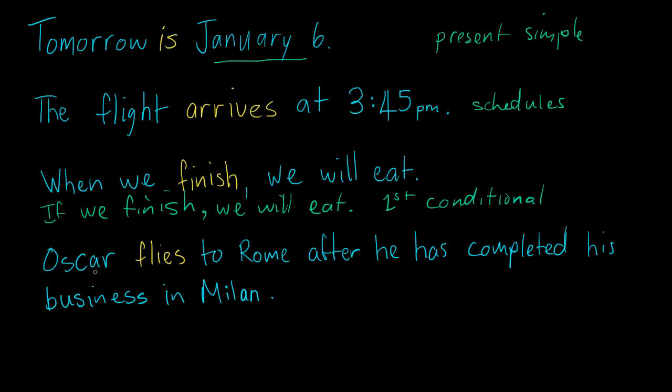Now, here we have "Oscar flies to Rome after he has completed his business in Milan." Now, this is something that you're just sort of telling somebody else. You're not really involved in this, but it's not a prediction. It's talking about someone else's plans. So it is outside your control, yet at the same time, it's not a prediction.